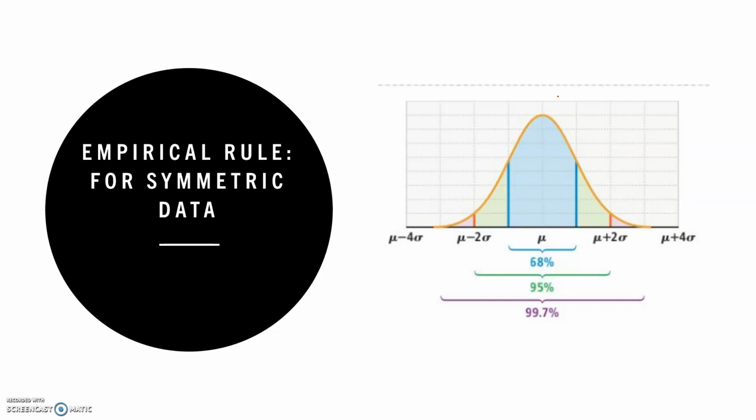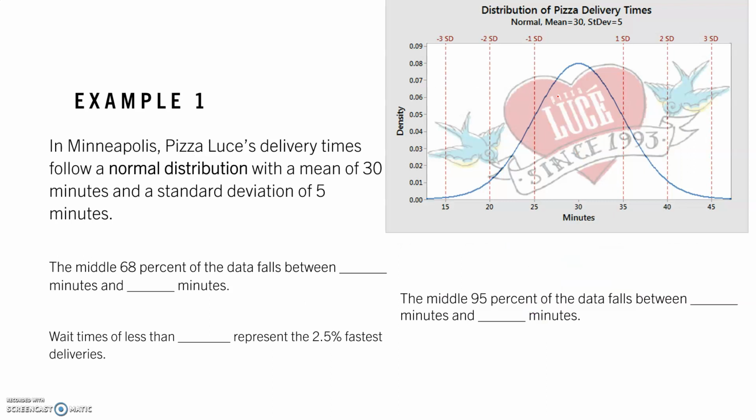95% of your data is going to be within 2 standard deviations of the mean. And really, almost all of your data will be within 3 standard deviations of the mean. 99.7% of your data values will be within 3 standard deviations of the mean. So what that means for us is that if we can figure out the mean and the standard deviation, then we can get some information about the distribution of the data.